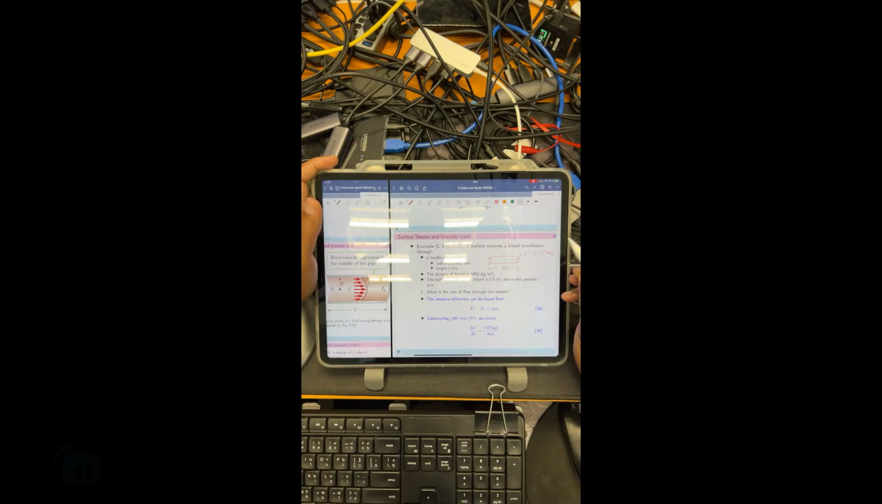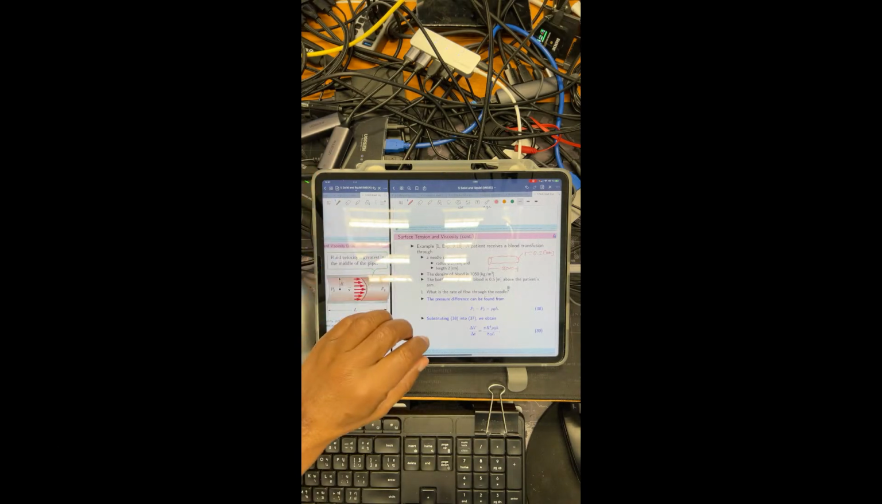All right, 2 centimeter, and the density of the blood is 1050 kilogram per cubic meter. The bottle supplied blood is 0.5 meter above the patient's arm. What is the rate of flow through the needle?